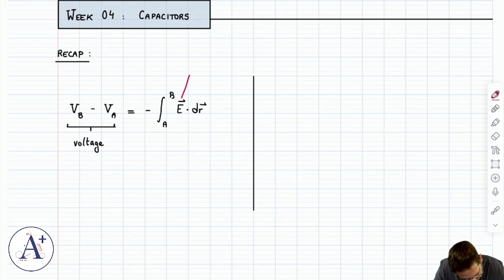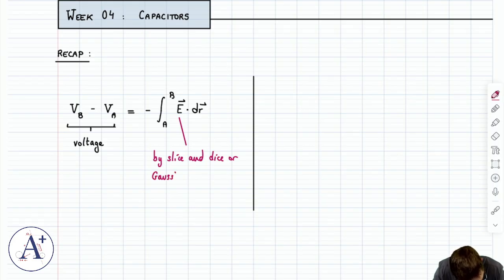In other words, I'll write it here, either by slice and dice, that would be an option, or by Gauss's law. Those are the two main methods that we have of finding the electric field. Of course, if you have a point charge, then it's even easier. It's kq over r squared. But you don't really need delta V is equal to this for a point charge because you know that V is kq over r for a point charge.